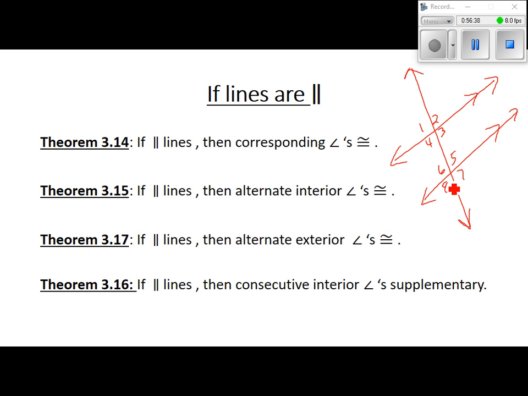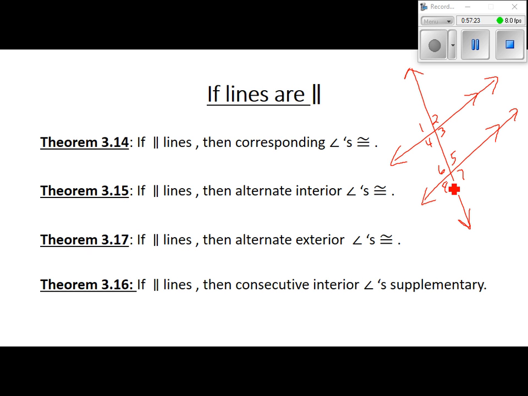Name me a pair of corresponding angles in the picture before Kellen yells anything out. Think about it for a minute. Go ahead, Riley. 1 and 6. Everybody agree with that? Is that the only pair? No. 2 and 5. 3 and 7. 4 and 8. What do you do with the lines to figure out the corresponding angles? Smash them together. What do we know about angle 1 and angle 6? They're corresponding, and they have to be congruent to each other. So if I told you angle 1 was 100 degrees, what's angle 6? 100 degrees.